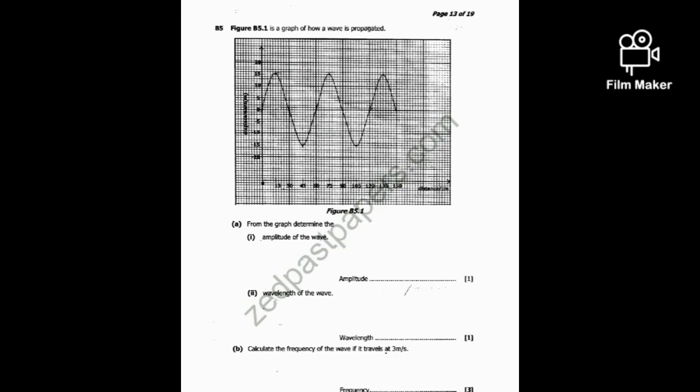Now, today we want to look at properties of waves. So we have this question that is extracted from GC 2019 Science Paper 1. So we have question 5. Okay, so the question is saying figure B 5.1 is a graph of how a wave is propagated. So this is what we are seeing. This is a graph of how the wave is propagated, as we are seeing there.